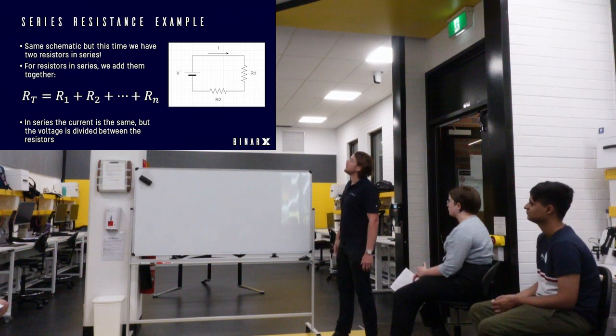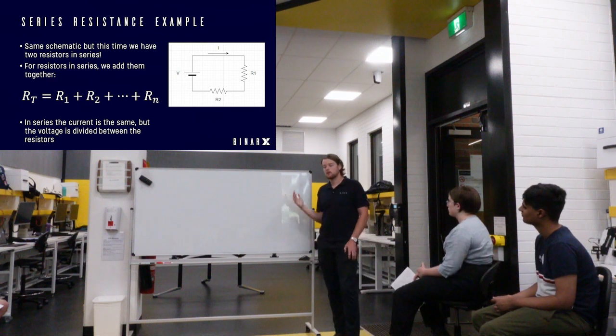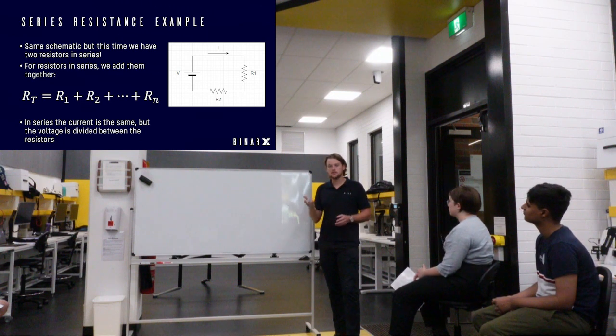Another interesting thing that you need to know about this, and we'll also go back to this later on, is that although the current is the same through the resistors, so we add the resistors together and we calculate the current through the resistors will be the same, the actual voltage drop across the resistors is different.